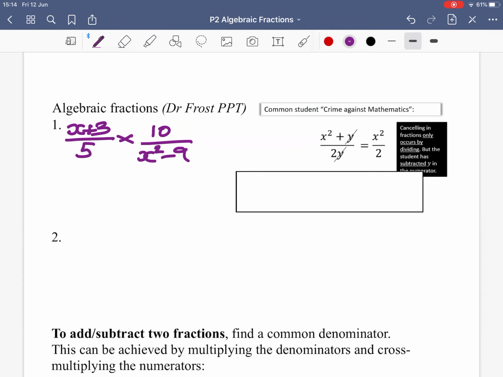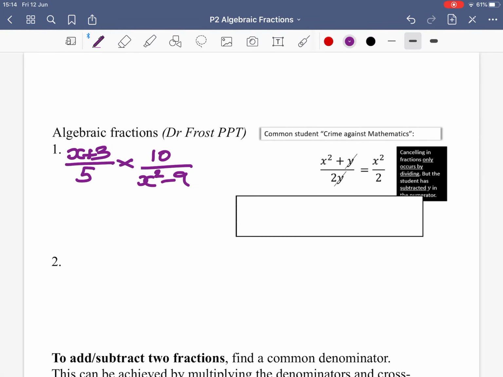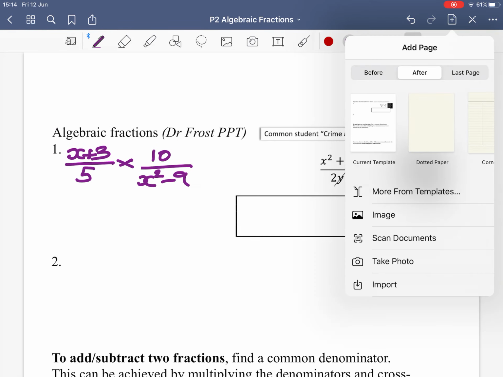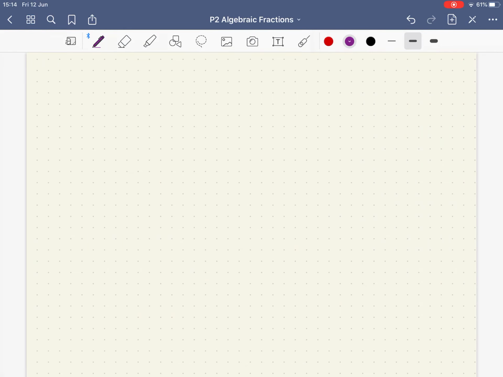I don't know how to do that, so I'm not going to do it. Okay, I'll just take some more paper if I need to. In fact, I will take some more paper. Let me put a page in. Right, all right. So let's go again.